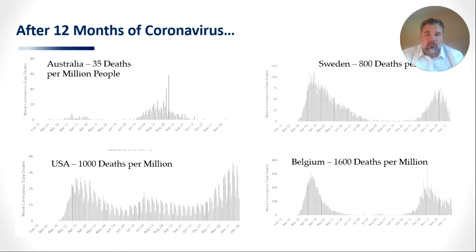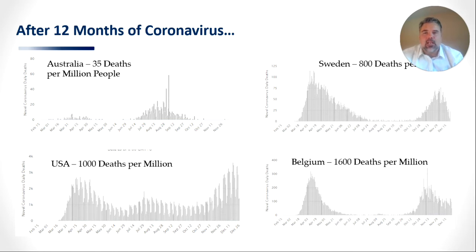And then of course there is Belgium, probably the unluckiest of the countries. Belgium did all the right things. They locked down, they social distanced, they enforced it quite hard, but in the end they've had two fatalistic waves, and they're sitting at a death rate of roughly 1,600 deaths per million people.